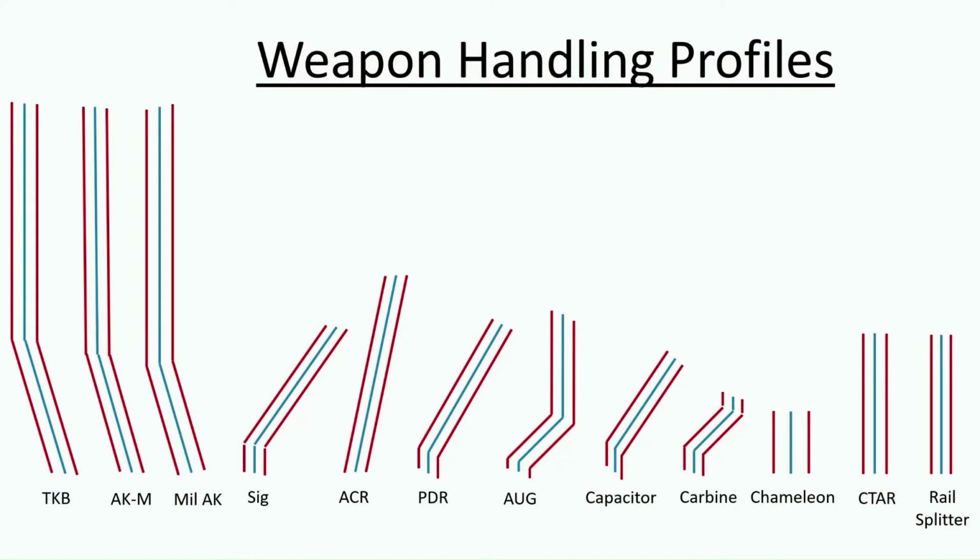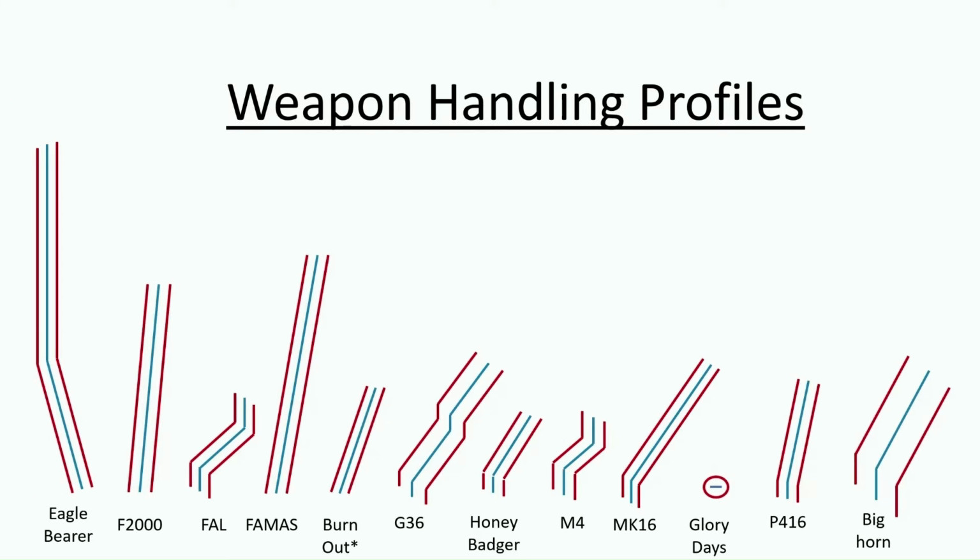So we're starting where we left off at the end of the last video. If you haven't watched the accuracy conundrum, then I strongly suggest that you go back and watch that, because you'll have no idea how we got to this point here. And this point here is the weapon handling profiles for every single one of the assault rifles.